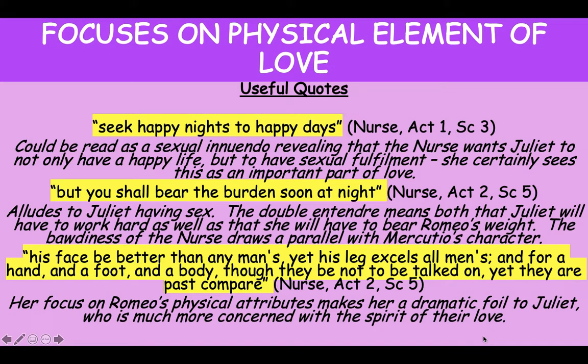As an example, she says, but you shall bear the burden soon at night. This is Act 2, Scene 5, coming up to the wedding. So she's really talking about the honeymoon and consummating that marriage. And so she's alluding to Juliet having sex. So the double entendre here means both that Juliet will have to work hard to please her man, you might say, with this being the kind of sexist view of a woman having to please her husband, but also that she has to literally bear the weight of Romeo on top of her. So that's really bawdy and really lewd, if you like.